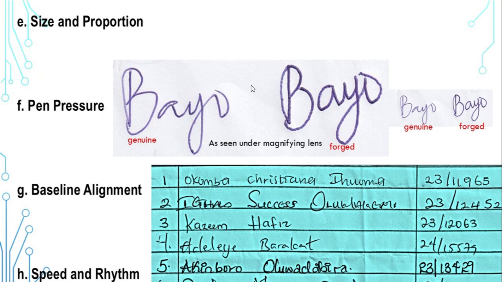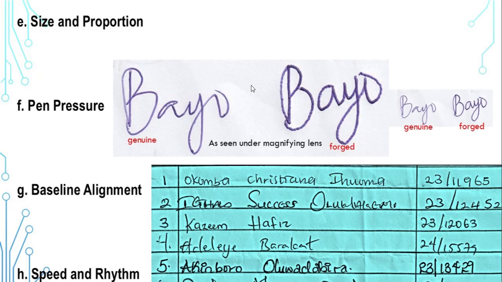Look at this number 5, Akinboro Oluwadabira. None of the letters goes beyond the line, and none of them is above. Each of them sat on the line. So the baseline alignment is unique to the individual. If you look at all the other places where my students registered their names, you can see that the way they write their names, the baselines are the same.